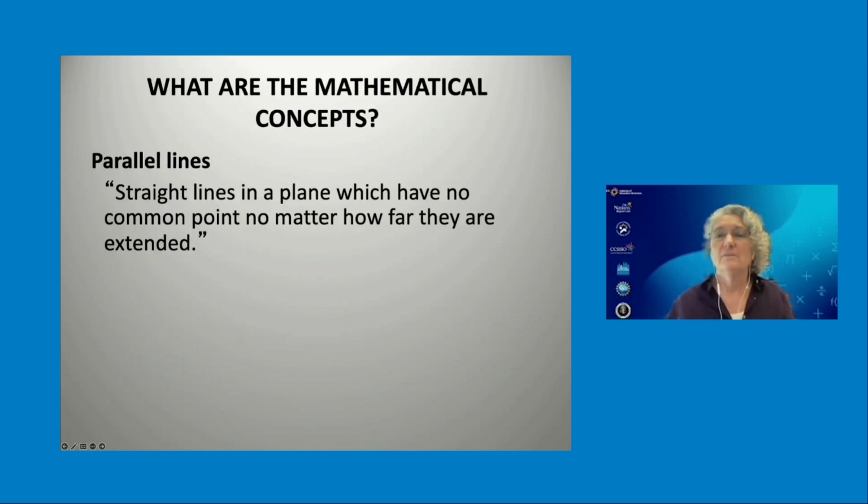So let's start with, so what's the mathematical concept? It might be easier to see that by referring to a textbook definition for that concept. Here is a definition from a textbook. Straight lines in a plane which have no common point no matter how far they're extended. But this is not how we can expect students to describe parallel lines.